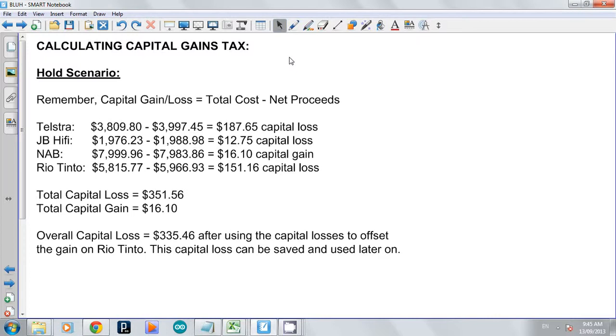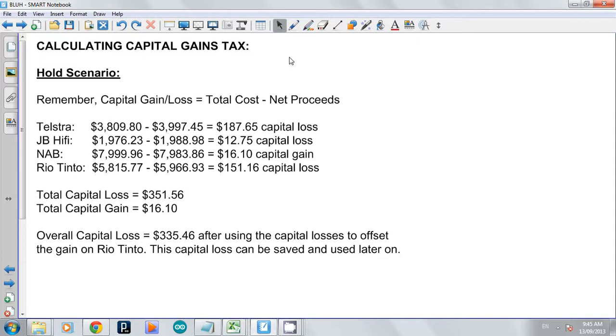So just a reminder, a capital gain is when you sell shares for more than you bought them for, and that includes brokerage and GST. So the capital gain is going to be the net proceeds, take away the total cost of buying the shares. That's the amount of money you get from selling after brokerage and GST has come off. If that number ends up being a negative, that means you've made a capital loss.